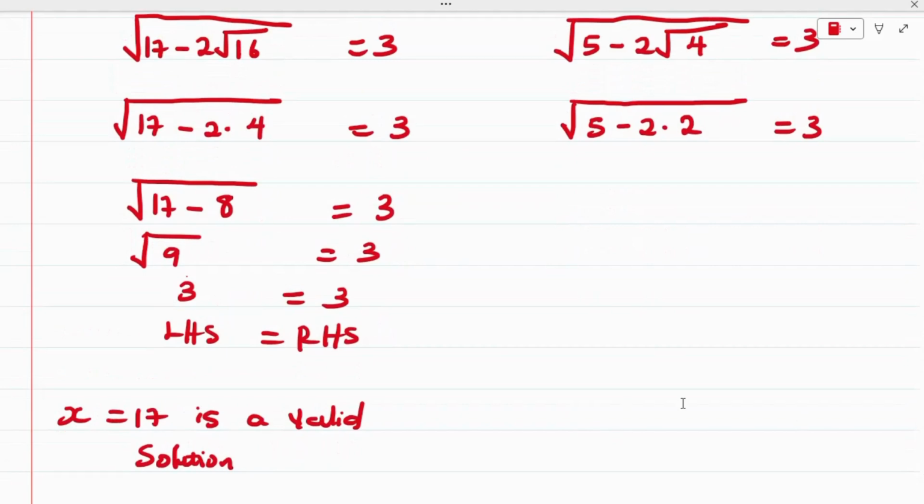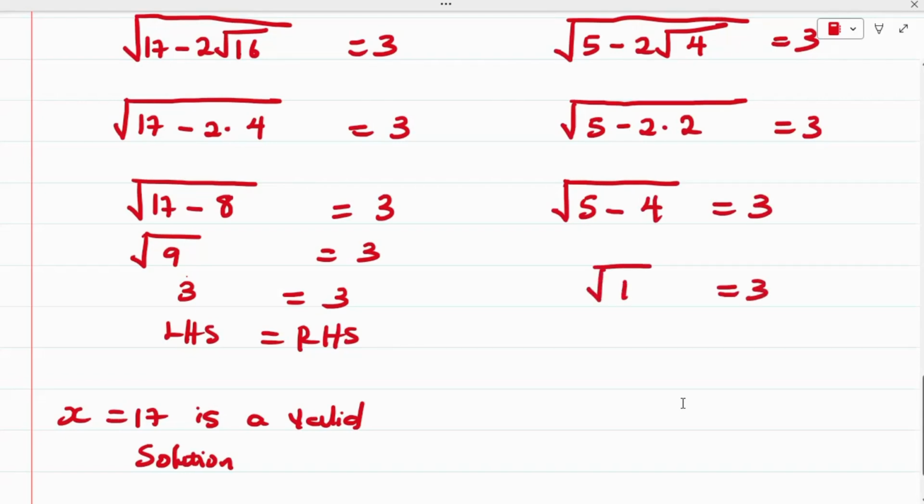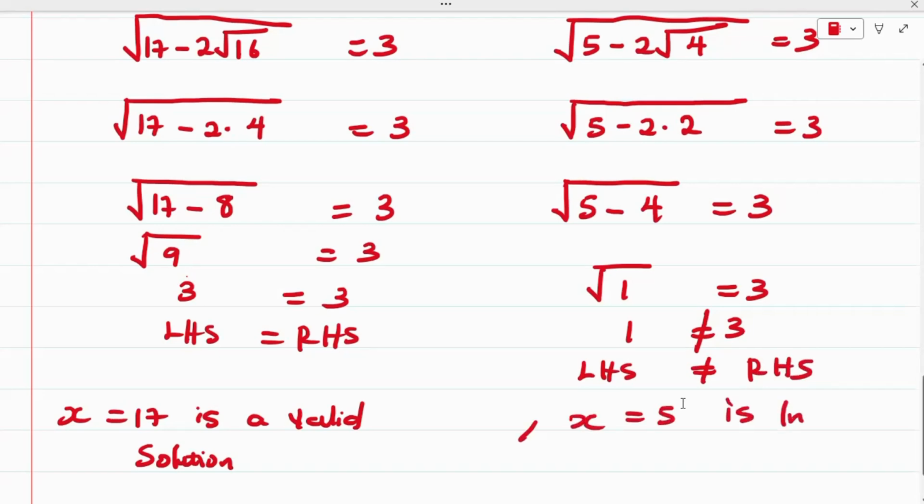So at this point we have this to be the square root of 5 minus 2 multiplied by 2 is 4, which is equal to 3. So we have this to be the square root of 5 minus 4 is 1, which is equal to 3, and the square root of 1 is 1, which is equal to 3. So this is not equal to 3. So the left hand side is not equal to the right hand side. So therefore we say x equals 5 is invalid.